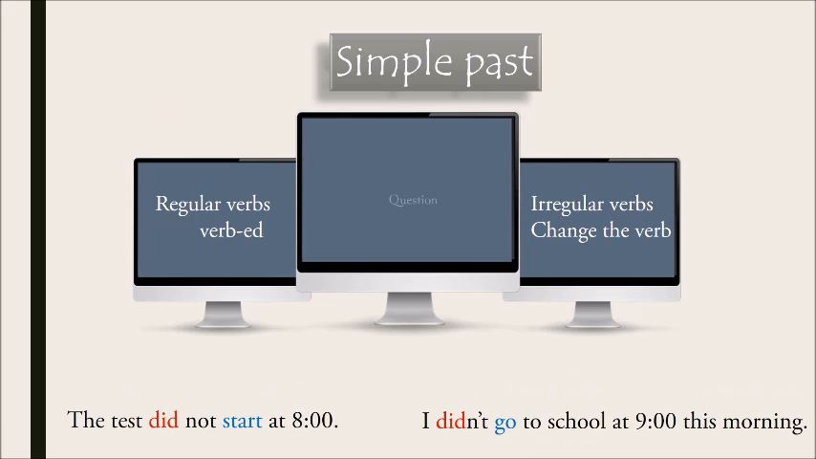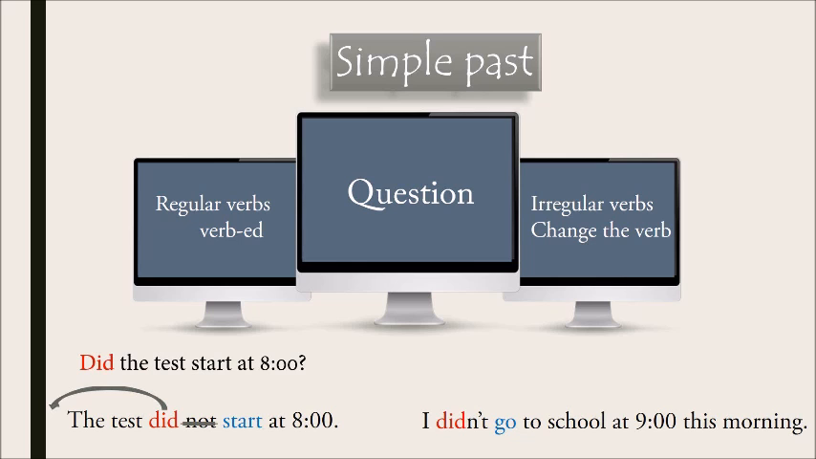Now, in questions, again, we said that questions in English start with the helping verb. And we said that the helping verb is did. So I take did and put it at the beginning of the sentence without using not. And the question is, did the test start at 8 o'clock? In the other one, did you go to school at 9 this morning?